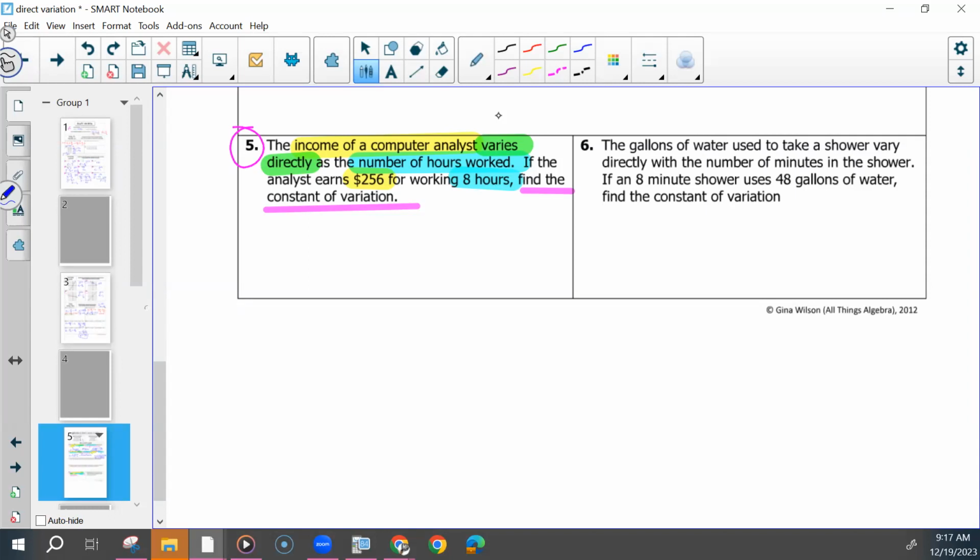K. So define K. K equals Y over X, which is what over what in this case? 256 over 8, because income would be Y, number of hours would be X. And this would be dollars per hour. So divide that. $32 per hour. Did it ask us to find anything else? No, so that's it. Don't do more than what it asks.